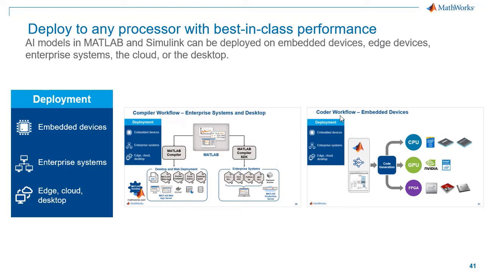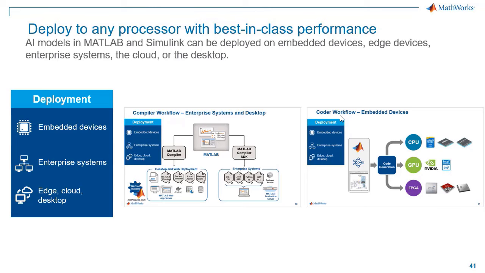Finally, after all that classification and stuff is done using these tools, you have to deploy it to processors with best-in-class performance. If you're going toward embedded devices like CPUs and GPUs and FPGA, we have products for that. We have a deep learning HDL toolbox for FPGA. We have GPU coder for GPU. We have MATLAB coder, Simulink coder that generates C code for you on the CPU.